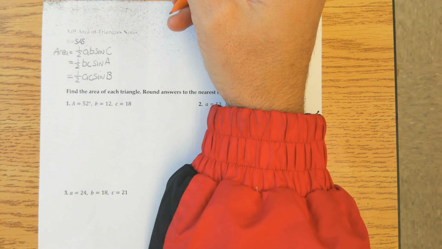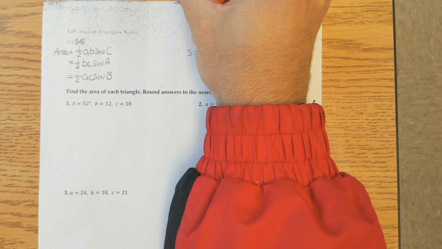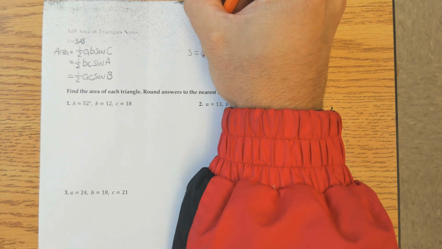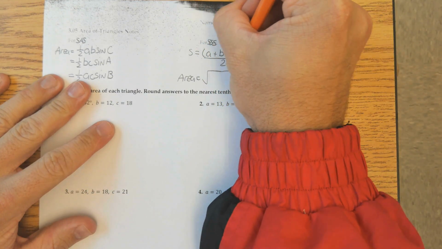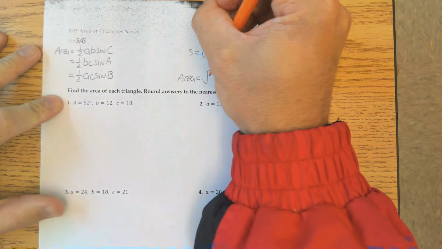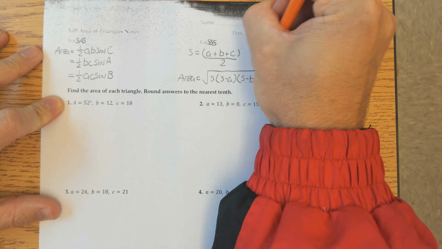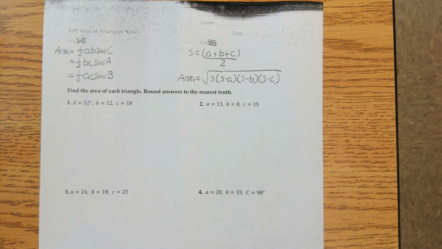All right. Okay. And for side, side, side, the first thing that you must do is you must find S. And to find S, okay, it is going to be a plus little b plus little c, all divided by 2. And then to find the actual area, we're going to get area equals the square root of S times S minus A times S minus B times S minus C. So that's why it's important we figure out S first. Once we know what S is, then we just plug in S, and we already are given little a, little b, little c, obviously. So then you just plug it in there, and that's how you would find your area for side, side, side. Okay?